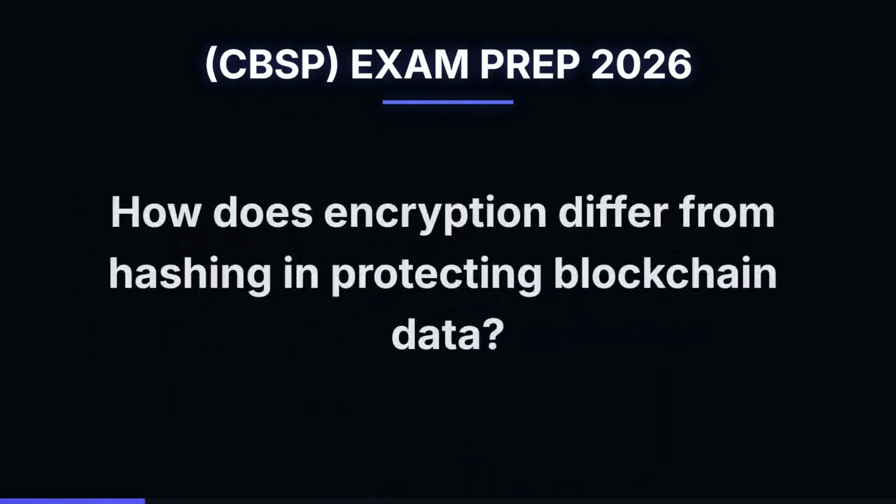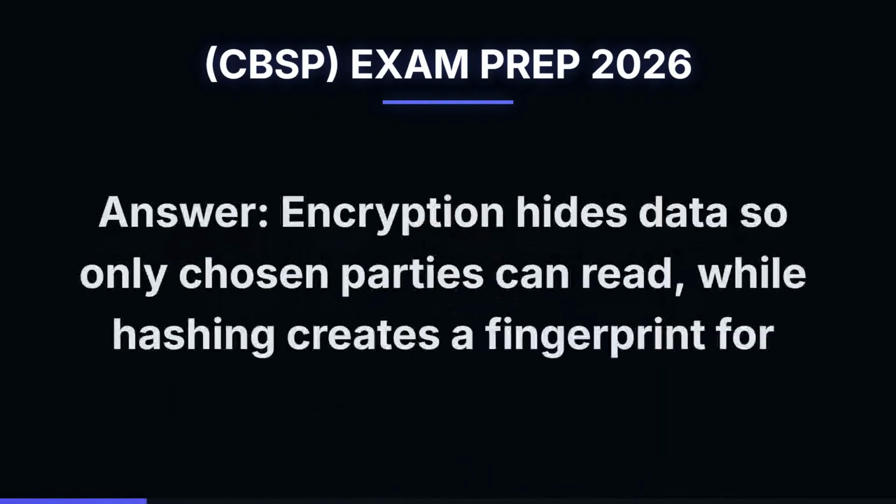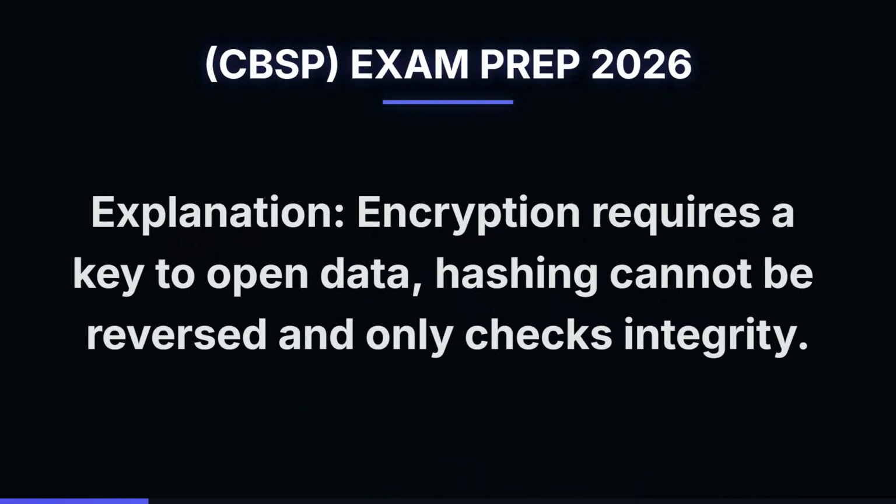13. How does encryption differ from hashing in protecting blockchain data? Encryption hides data so only chosen parties can read, while hashing creates a fingerprint for checks. Encryption requires a key to open data, hashing cannot be reversed and only checks integrity.